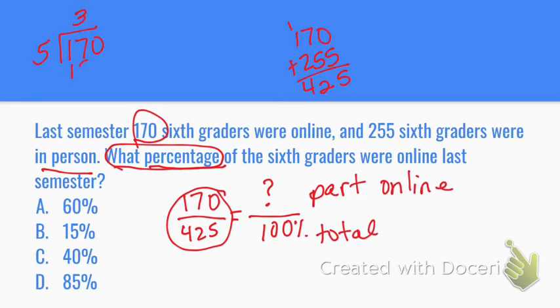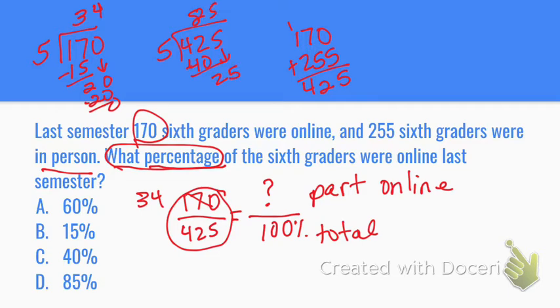5 times 3 is 15. And I have a 2 and bring down the 0. So 5 times 4 is 20. So this one's going to become a 34. Now, 425 divided by 5. 5 times 8 is 40. I'll subtract and get a 2 and then a 5. So 5 times 5 is 25. So 34 over 85. That's a little bit easier number, right?